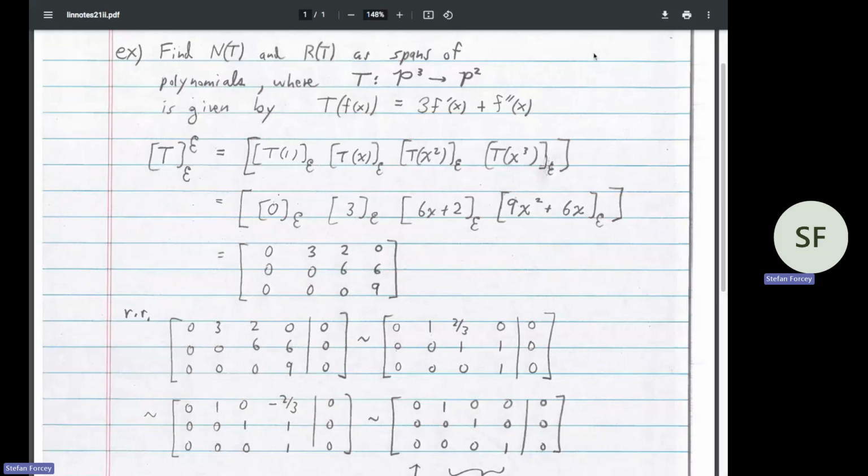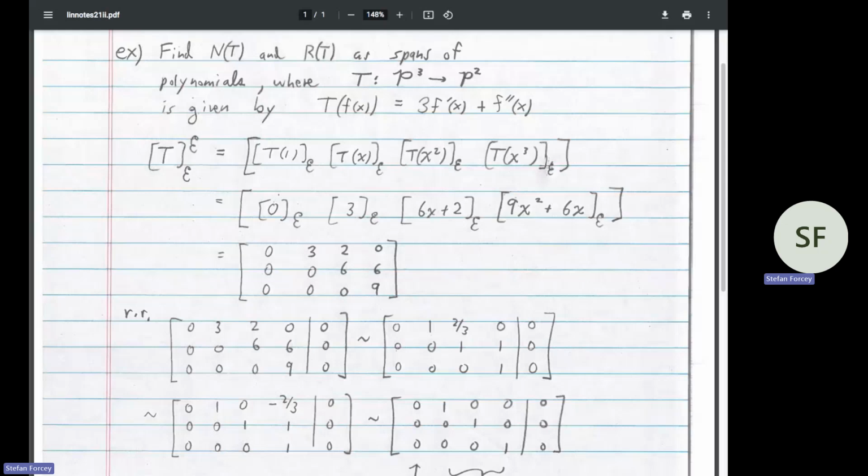Okay, here's an example where you're supposed to find N(T), the null space, and R(T), the range, as spans of polynomials, where the linear transformation is given from P3 to P2 by taking the first derivative, multiplying by 3, and adding on the second derivative. So T(f(x)) equals 3 times f'(x) plus f''(x). So we have to find all that. We'll work in the standard bases.